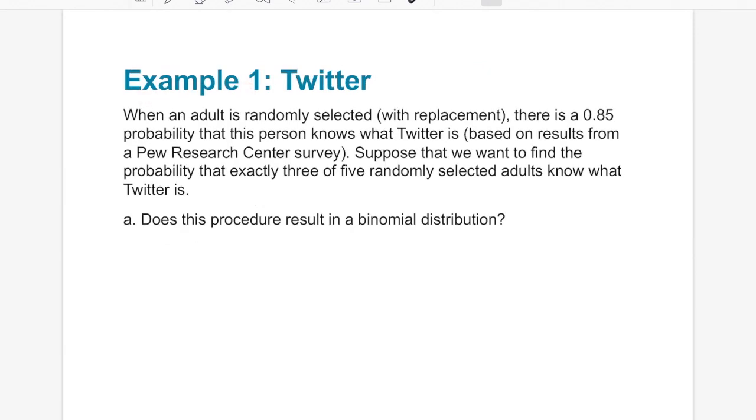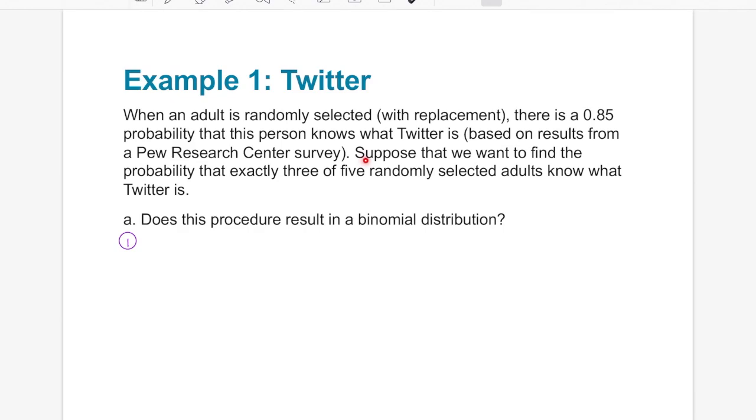Example 1. When an adult is randomly selected with replacement, there is a 0.85 probability that this person knows what Twitter is. Suppose that we want to find the probability that exactly 3 of 5 randomly selected adults know what Twitter is. Question A. Does this procedure result in a binomial distribution? In order to answer this question, we are going to check to see if this procedure satisfies all of the four requirements. First, we want to know if the number of trials is fixed.